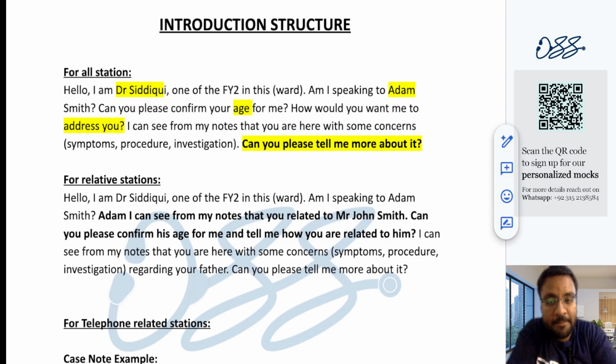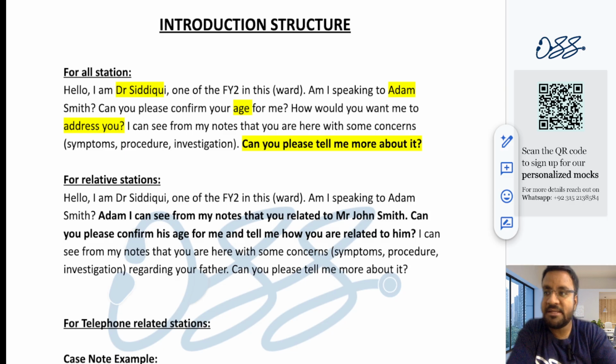Always develop the habit of using this sentence: "Can you please tell me more about it?" This is what the open-ended question is. Because if you say that, the simulator will start speaking, and in those 30 to 45 seconds, or up to a minute, in which the simulator speaks, they will give you a lot of information.